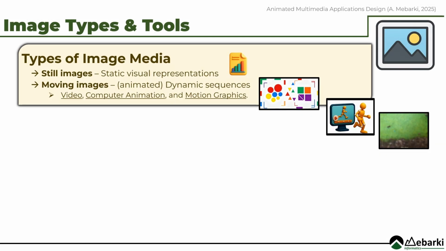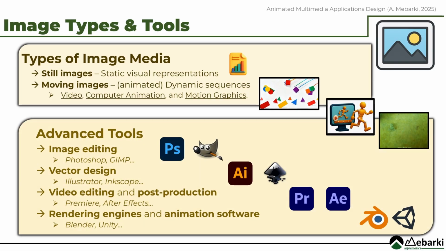Image media can be categorized into different types. Still images are static visual representations, while moving images consist of dynamic sequences that create the perception of motion. These moving images may take the form of video, computer animation, or motion graphics.